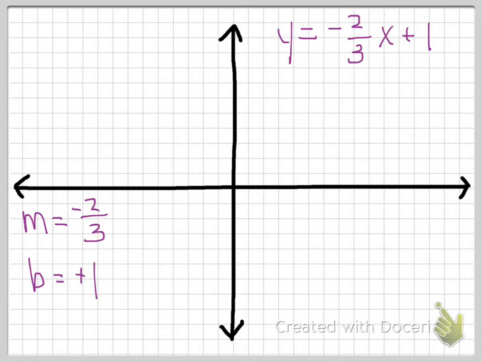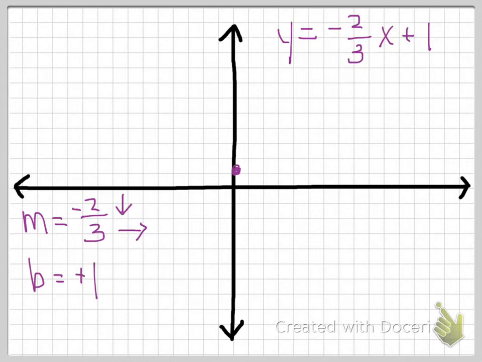So remember, you want to start with your y-intercept, and in this case, it's positive 1. So I'm going to go from my origin up to positive 1 on my y-axis and put a dot. Now I'm going to use my slope to find the next points. So my negative 2/3 means I'm going to go down 2 on the y and over to the right 3 along the x. And you can switch this up if you'd like to as well, going positive 2 and negative 3. You just don't want to go negative in both directions.